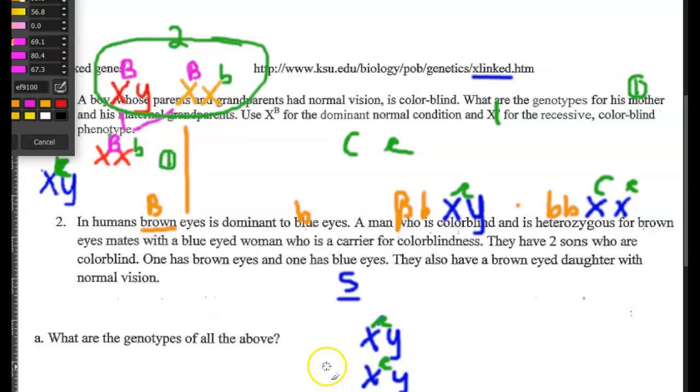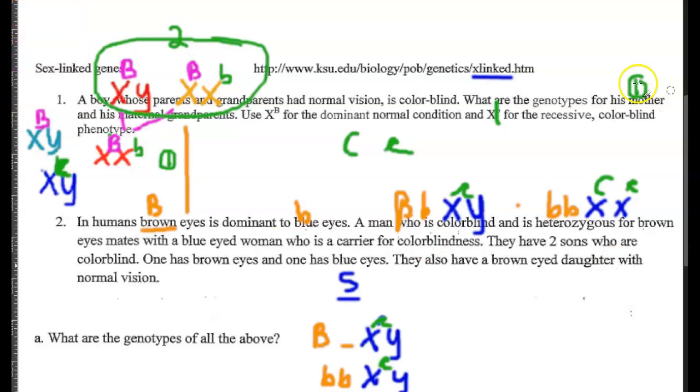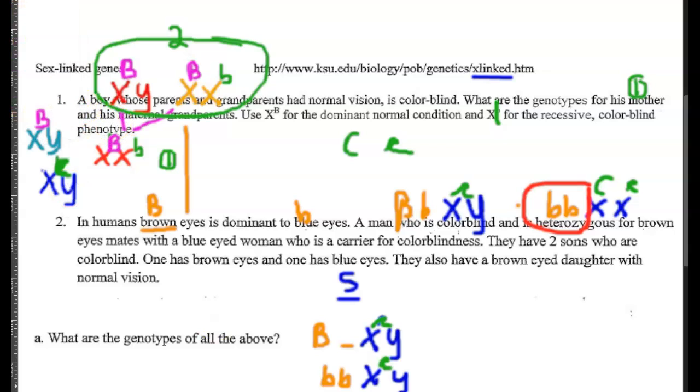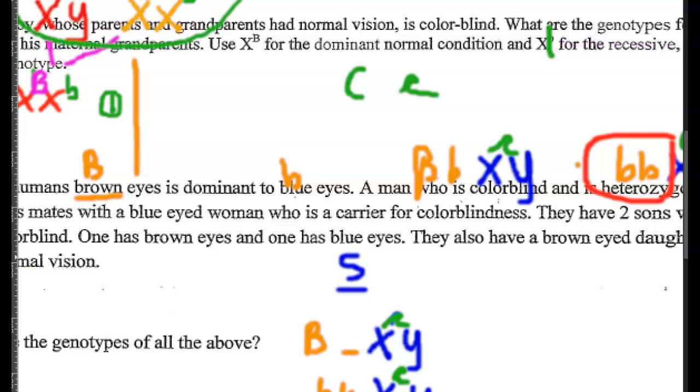So let's say this one on here has blue eyes. And then it says one has brown eyes. How do we know what the second one is? Well, look over here. We know what the second allele is there because the mom has blue eyes. So we know it's heterozygous.